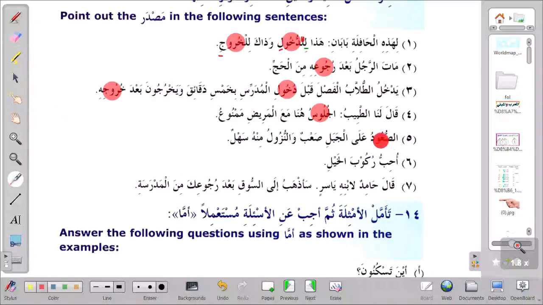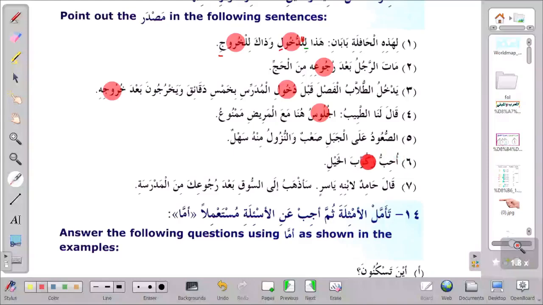Okay, as-su'udu ala al-jibali. Sorry, as-su'udu ala al-jabali su'abun wan-nuzulu minhu sahlun. As-su'udu ala al-jabal. This one is from sa'ida, to climb. Okay, he climbed. So su'ud, climbing, ala al-jabal, on a mountain. Su'abun is difficult, of course. Wan nuzulu minhu sahlun, and descending from it is easy. When you are descending, you will be running automatically. So that is it.